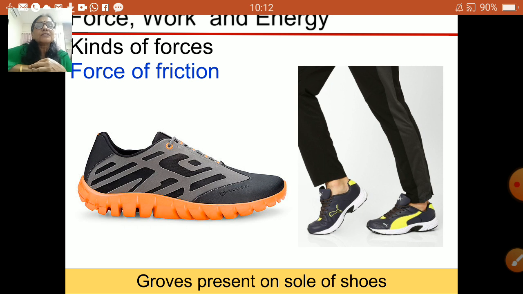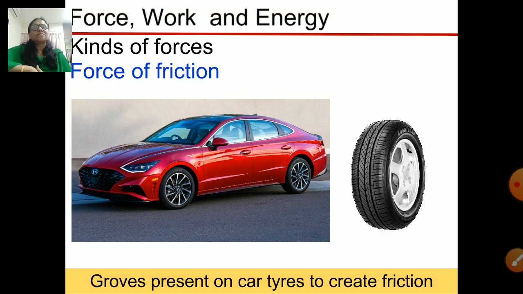So why is it there? So that it creates a friction on the ground, and then you can easily walk or run on the ground, right? So it is very important for us, right? Another example, see, here you see a tire of a car.